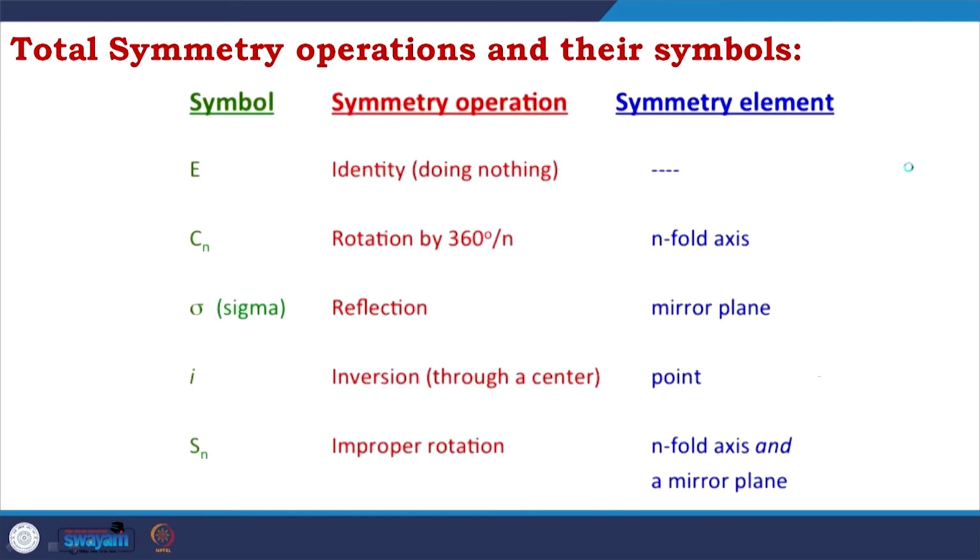So, total symmetry operations and their symbols: symbol E is identity, which means doing nothing. So, there is no symmetry element. C n is rotation by 360 degrees by n, which is an n-fold axis, two-fold is 180, three-fold is 120, like that. Sigma is reflection, which demonstrates a mirror plane. I is inversion, which is a point, and Sn is an improper rotation, which is an n-fold axis and a mirror plane.